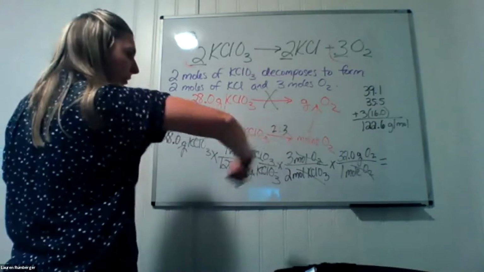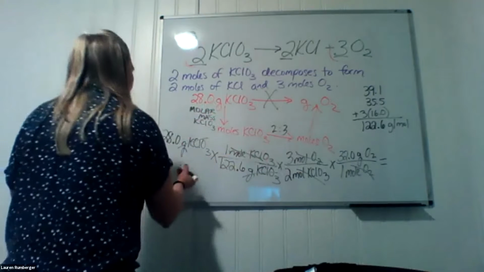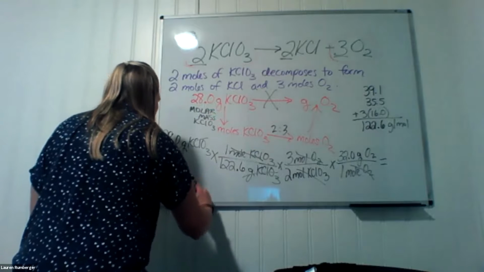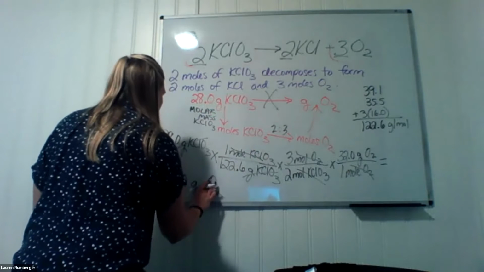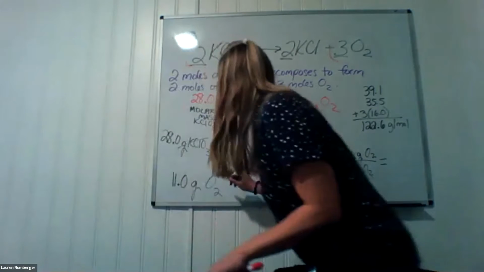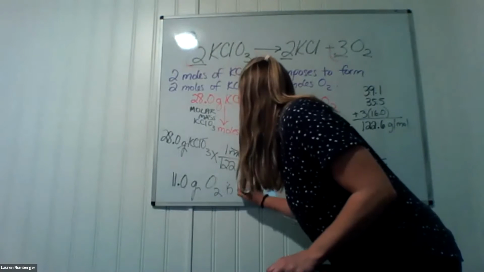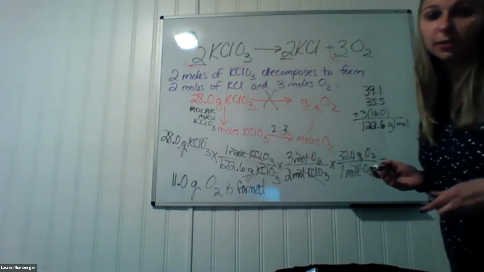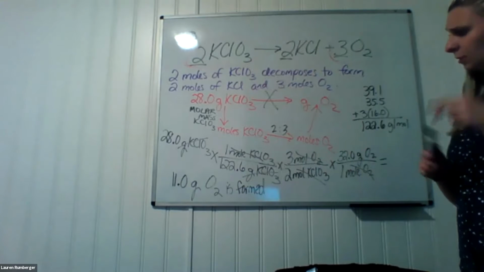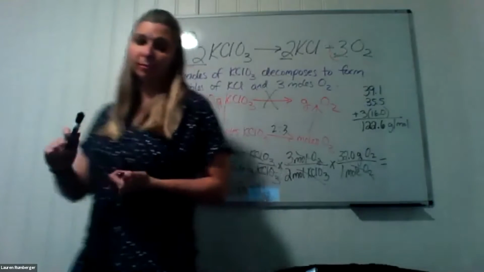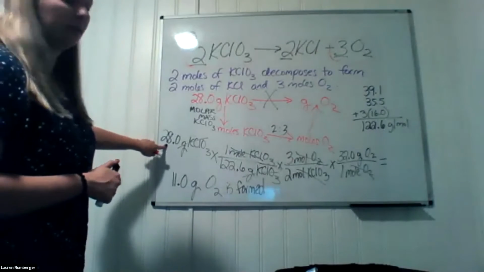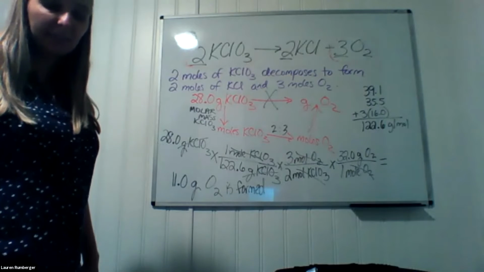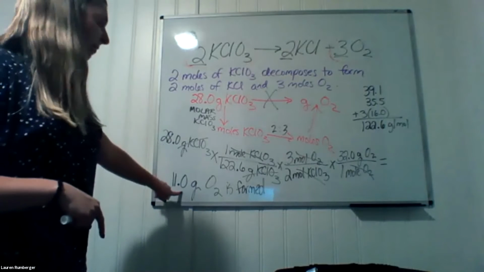So then our answer here, I don't have enough space. Well, I do, but I'm going to write it over here. Our answer is 11.0 grams of O2 is formed. Okay. So 11.0 grams, because our answer got rounded up because of sig figs. Three significant figures here, so round to 3 sig figs. 10.96 gets rounded up to 11.0.